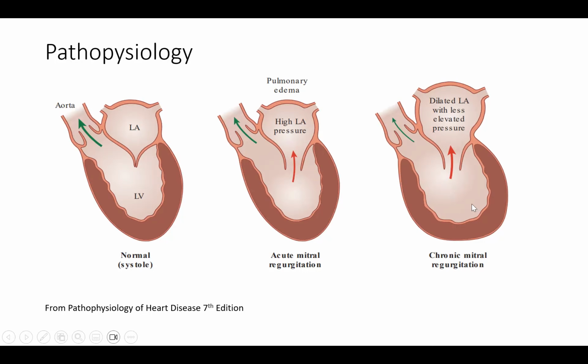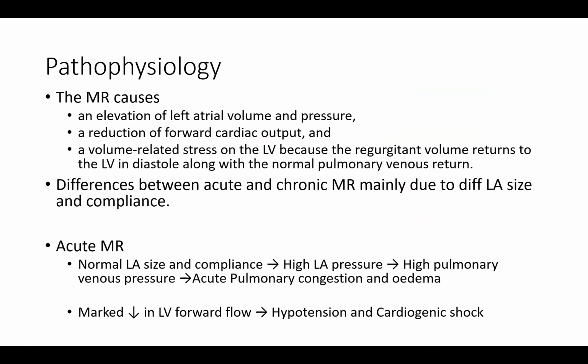Now, in chronic regurgitation, the LV is usually dilated. The LA is also dilated because it has been accommodating this excess blood. So the elevated pressures are not as marked as in acute. And because pressure is still lower in the left atrium compared to the aorta, where there's a lot of peripheral vascular resistance, blood is preferentially pushed into the left atrium, which kind of acts like a sink, and less of it goes out through the aorta. So we have decreased stroke volume, decreased cardiac output.